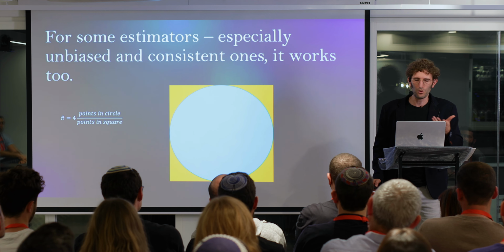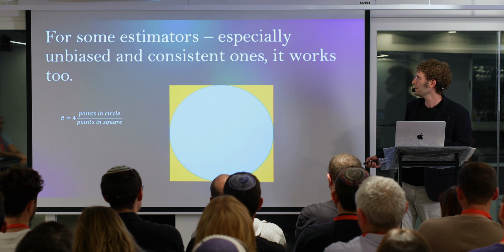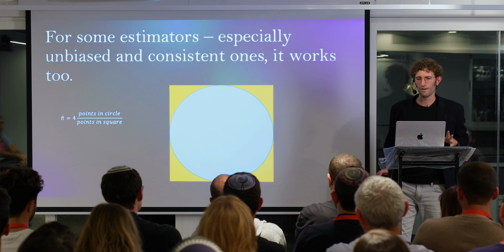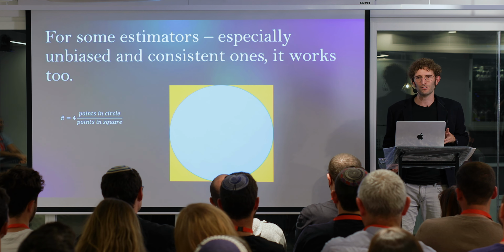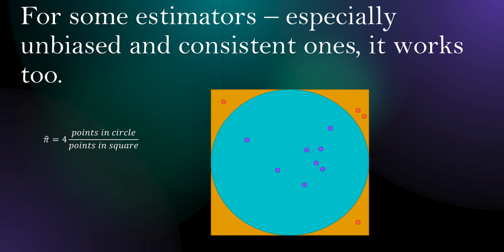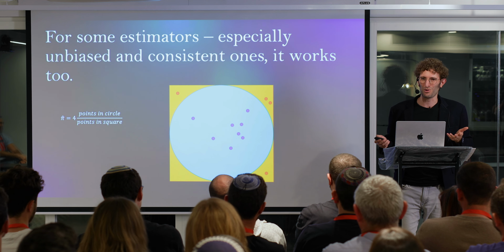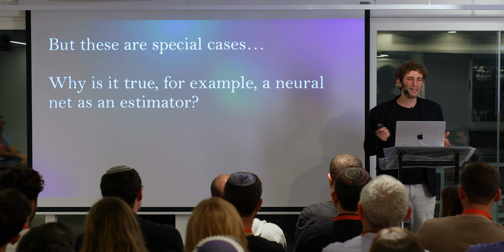For example, I could design one like this, where I'm just trying to estimate pi. I have this pi estimator, where I throw dots randomly at here, and I count basically the ratio between the ones that land in the square and the ones that land in the circle. And as I throw more and more dots, this estimation is going to get closer and closer to pi, right? So there, I showed you, see, there are other estimators where it works. But yeah, okay, fine. You caught me. These are kind of special cases.